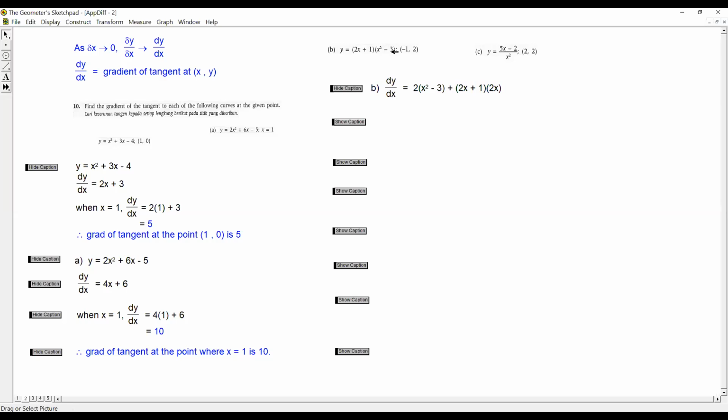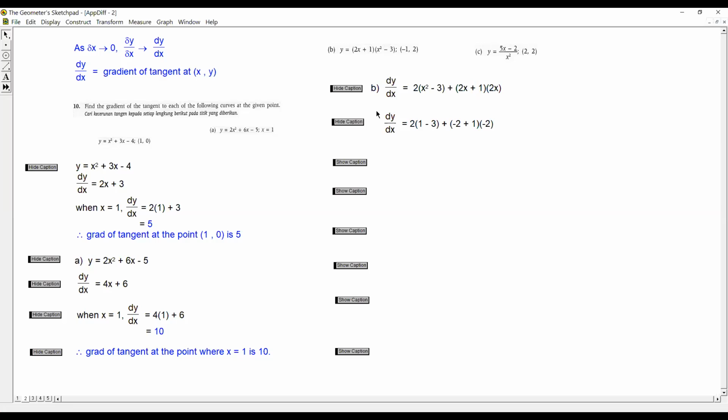We have 2 brackets here. You differentiate the first bracket and keep the second bracket. So when you differentiate the first bracket, you have 2. Keep the second bracket, x squared minus 3. After that, plus: you keep the first bracket, 2x plus 1, and you differentiate the second bracket, 2x. So this is dy/dx.